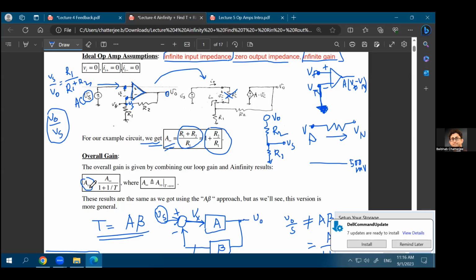So the non-ideal op-amp's gain will be the ideal op-amp's gain divided by 1 plus 1 over T, where T is equal to A times beta. So you just need to find out what T is, and that gives you the solution for the non-ideal op-amp. In both of the earlier cases, handling non-ideal op-amps was very hard. Using this approach, it will become much, much easier.